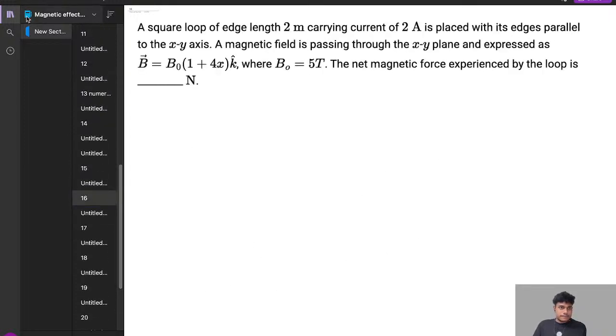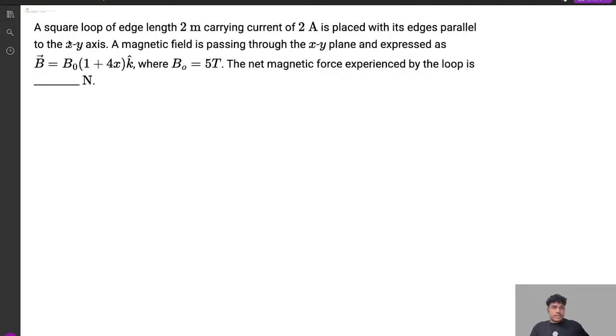This one. Okay. A square loop of edge length 2 meter. Okay, there is a square loop of edge length 2 meter carrying current of 2 ampere placed with its edge parallel to the xy axis. Means here is our xy axis.